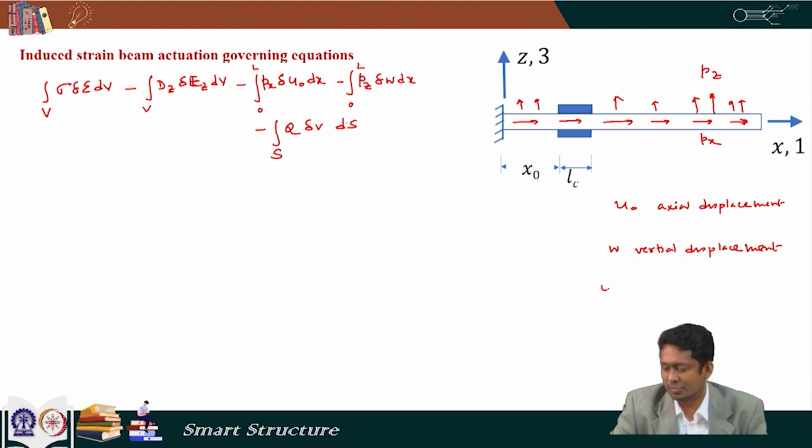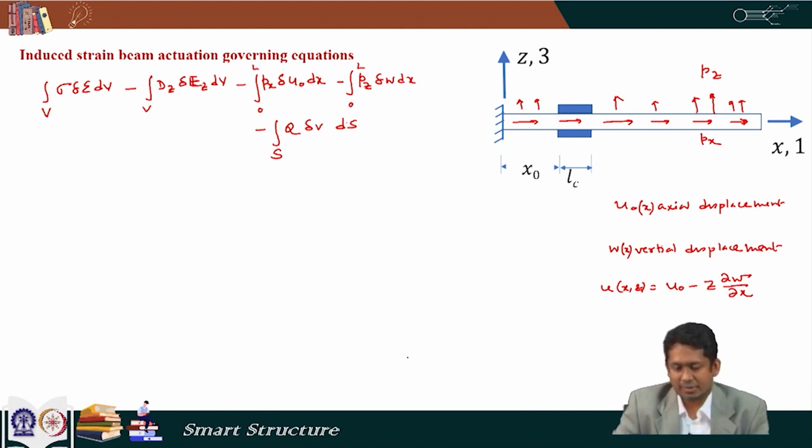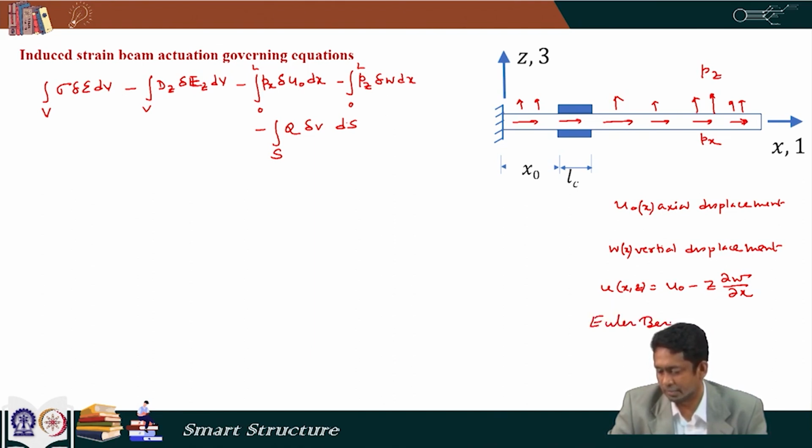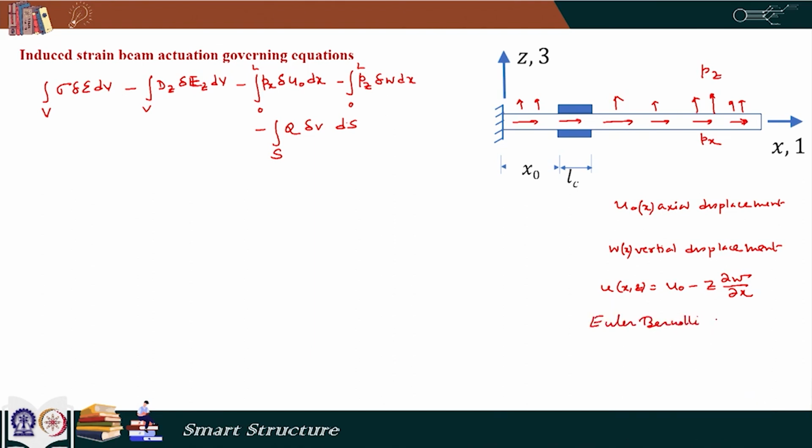And we know that u at any x and z is u0 minus z into del w by del x, and here u0 is a function of only x and w is a function of only x. So here we are using again the Euler-Bernoulli assumption, and we will formulate it accordingly.